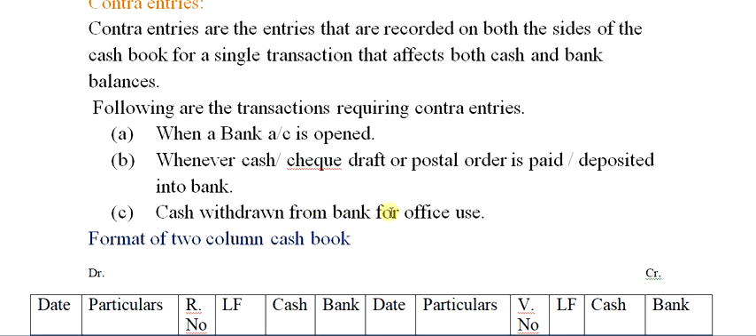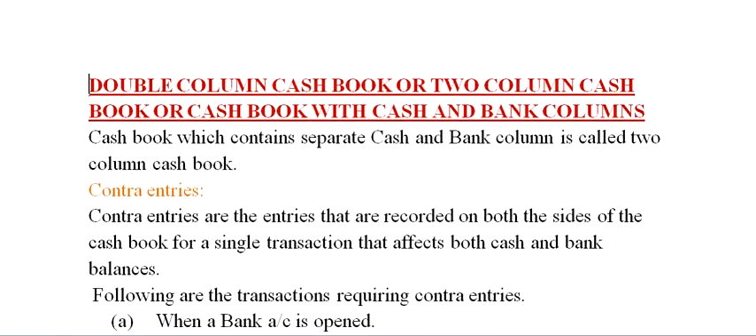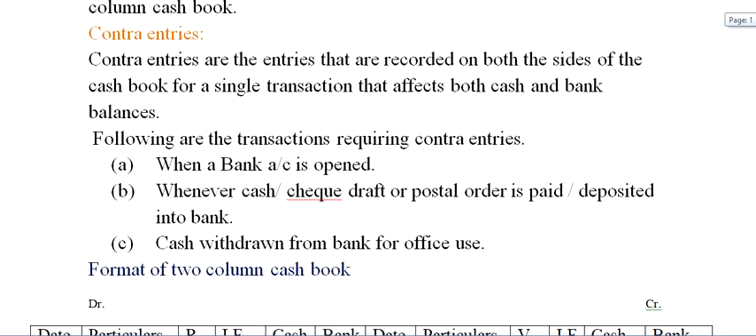When we withdraw from the bank, our bank balance decreases, and automatically our cash balance increases. So remember always, whenever a double column cash book is given, it means a type of cash book which contains separate cash and bank columns. It is also called a bank column cash book, or a cash book with cash and bank columns, or a 2-column cash book.